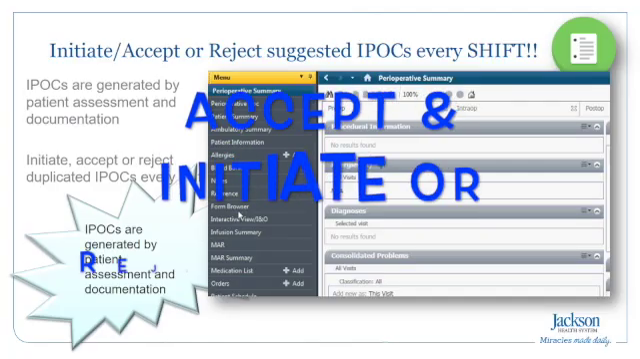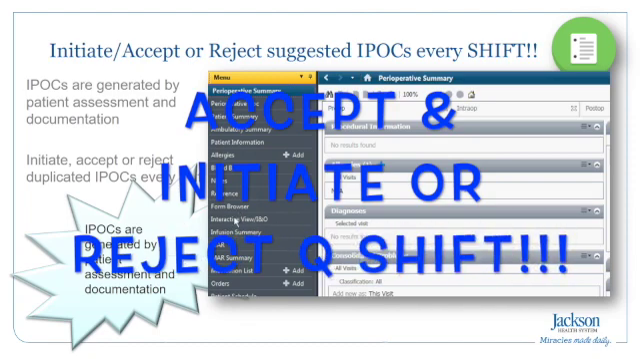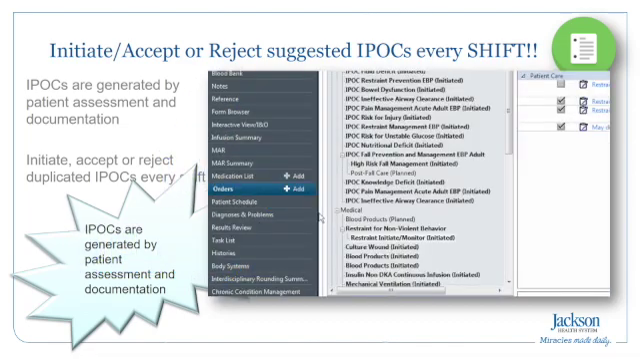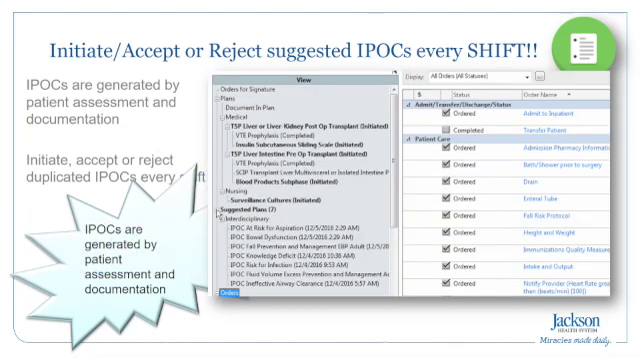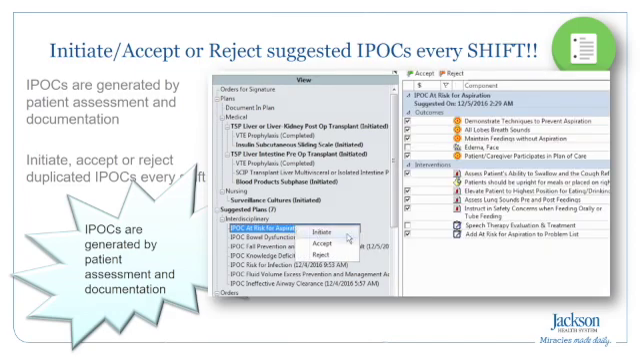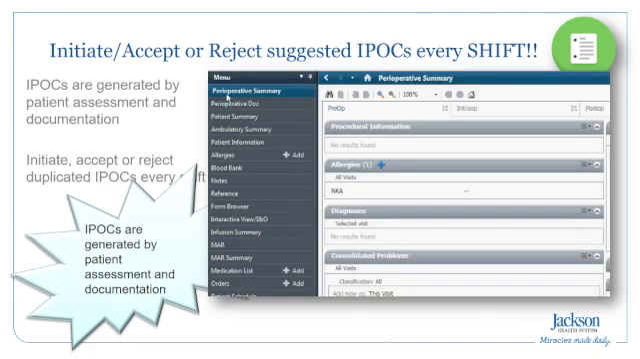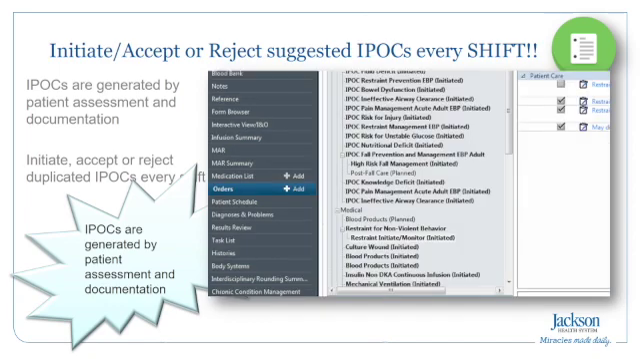To initiate, accept, or reject your IPOC depending on your patient's condition, you're going to once again open them up through your main menu, go to orders, scroll down, click on your IPOC, and place either initiate, accept, or reject. So if your patient, for example, here is at risk for aspiration, you're going to initiate and accept that IPOC because your patient is either intubated, has increased secretions, things of that nature.